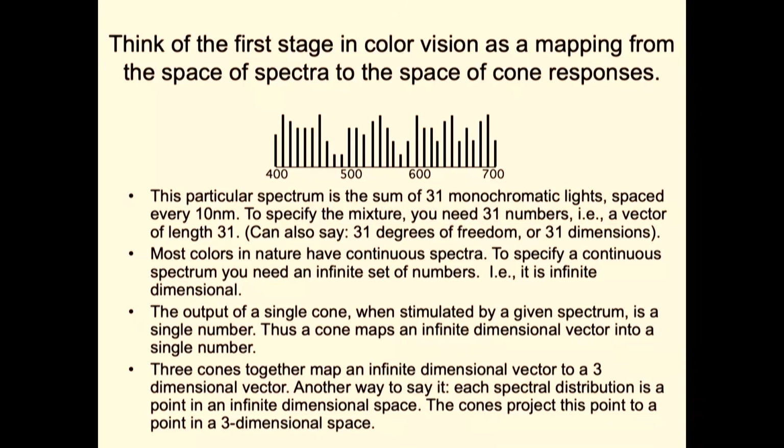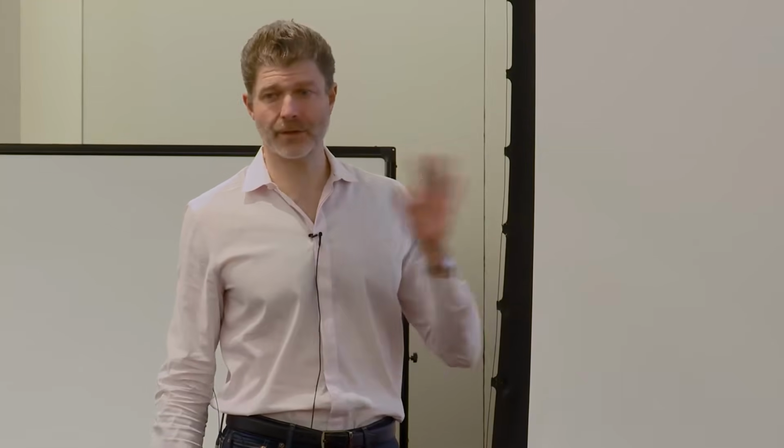Now, you have three types of cones, all right? So those three cones together map that infinite dimensional input, so that's the light at a given point in space, to a three-dimensional vector. So another way to say it is that each spectral distribution is a point in an infinite dimensional space. The cones project this point to a point in a three-dimensional space.